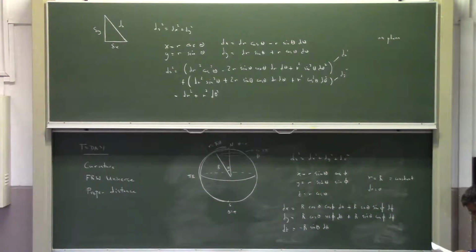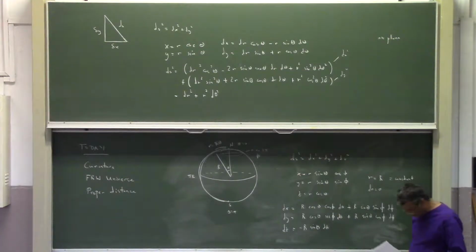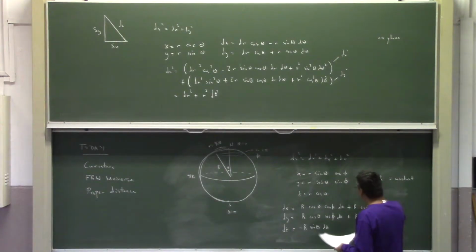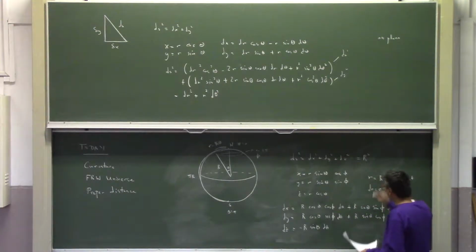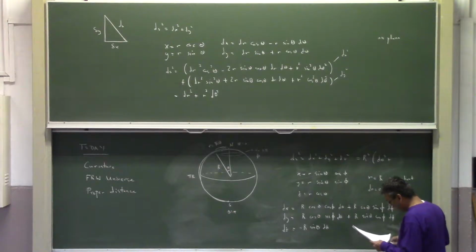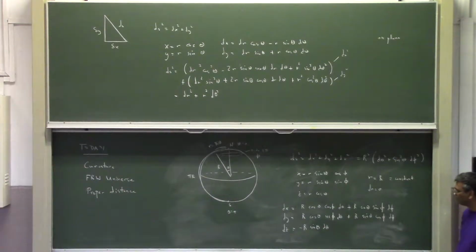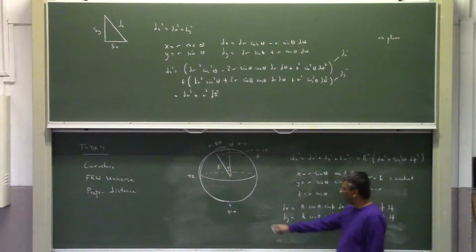Okay. So now let's just plug these guys into there. Using trig identities, this is going to equal r squared times d theta squared plus sine squared theta d phi squared. Okay? So this will give you a way to measure distances on this sphere.